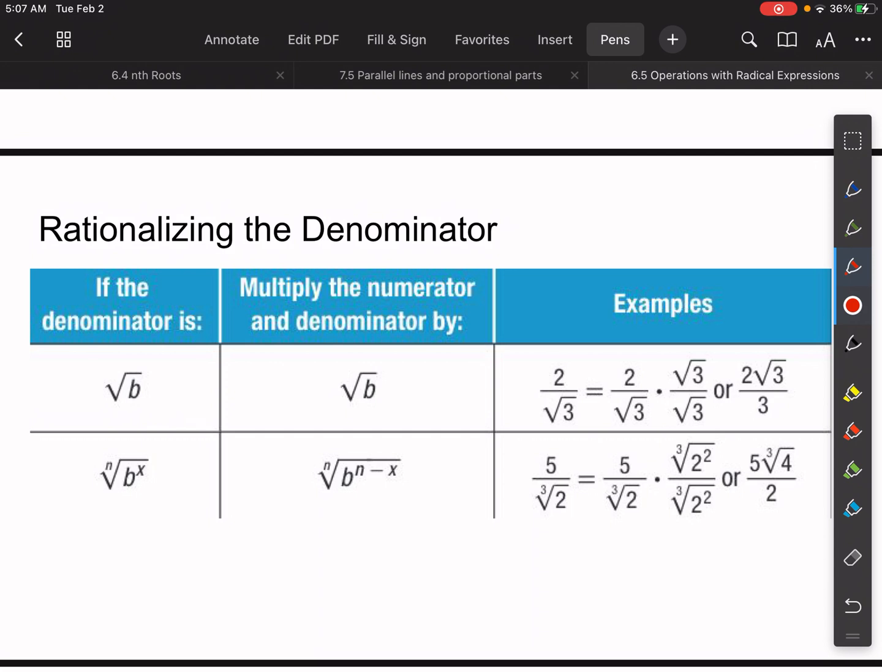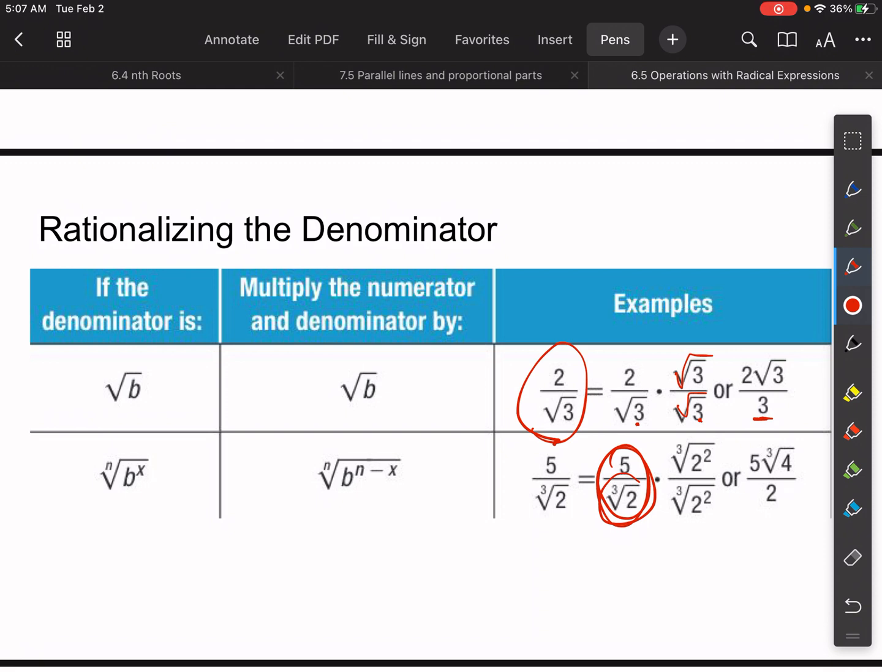So what you'll notice is here on the example, you have 2 over root 3. We've got to get rid of the root 3, so we multiply by root 3 over root 3. When you do this, root 3 times root 3 just gives you what's inside, 3. You can try that on your calculator. Same deal here. We have 5 over the third root of 2, so we have to multiply this whole thing by the third root of 2.